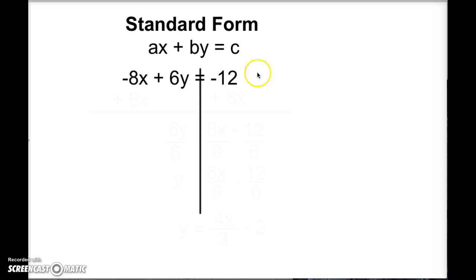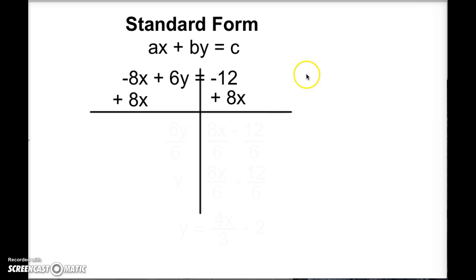The first thing I have to do is make a zero pair so I get y by itself. So zero pair with negative 8x, I'm going to add positive 8x. After I do that, my negative 8x and positive 8x make a zero pair, so I'm just left with a 6y on the left side of the equation. On the right side of the equation, my negative 12 and my 8x are from different families. The 8x is for the x family, and the negative 12 is the number family. So that's going to look like 8x minus 12.